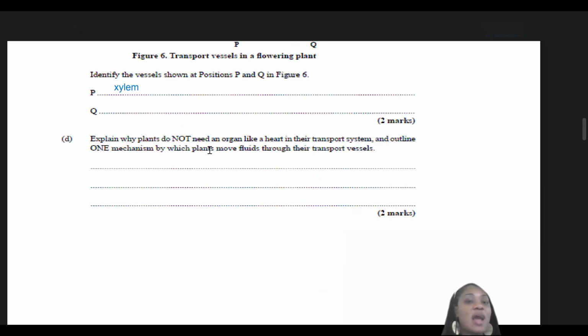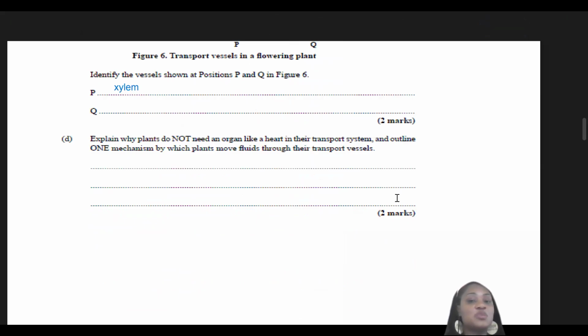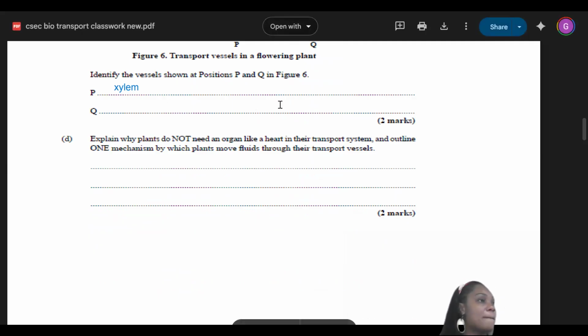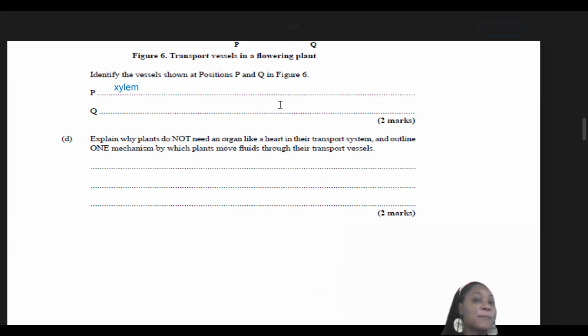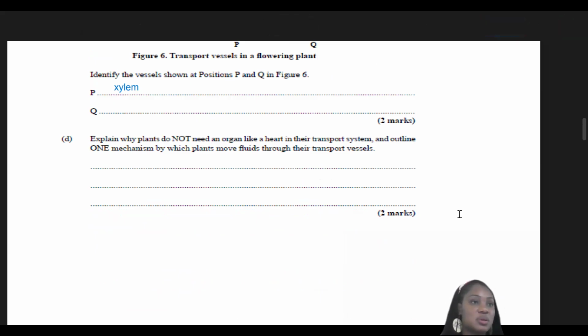Then explain why plants do not need an organ like the heart in their transport system. They don't have a pump. Why? I told you that earlier in the class. I gave you that in the earliest notes. I said they don't have a pump because they are not as complex as humans. They don't carry out as many processes as humans, right? So that's why they don't need a pump. It's 2 marks. So remember, the amount of what you write depends on how many marks it's worth, right?